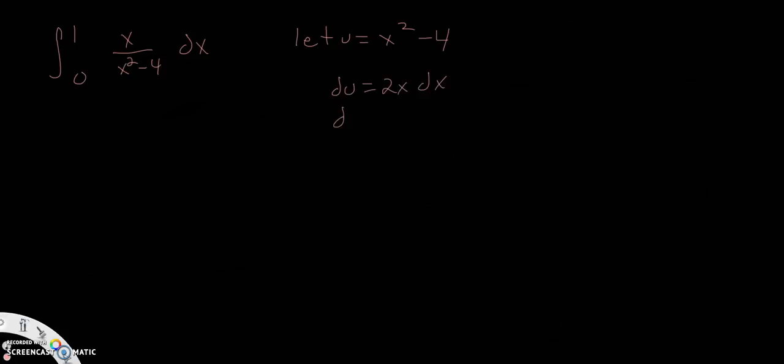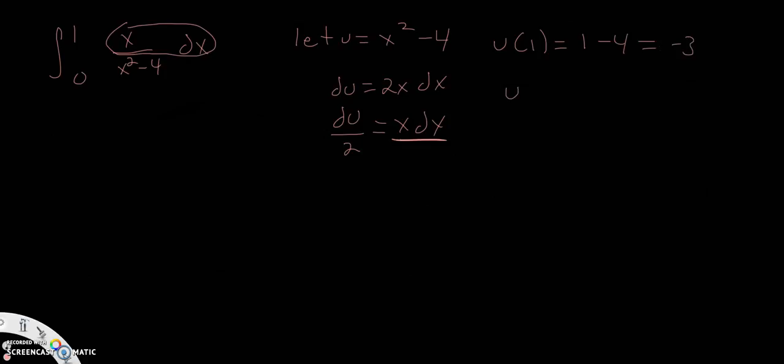But I don't have that. But if I write du over 2 equals x dx, then I could take these and replace it, right? But now I'm going to find u of 1. What's u of 1? That's going to be 1 minus 4, which is going to be negative 3. U of 0 is going to be 0 minus 4, yep, negative 4. So now when I write this, u of 1 was negative 3. This is negative 4. Numbers are still in order as the 1 and 0.